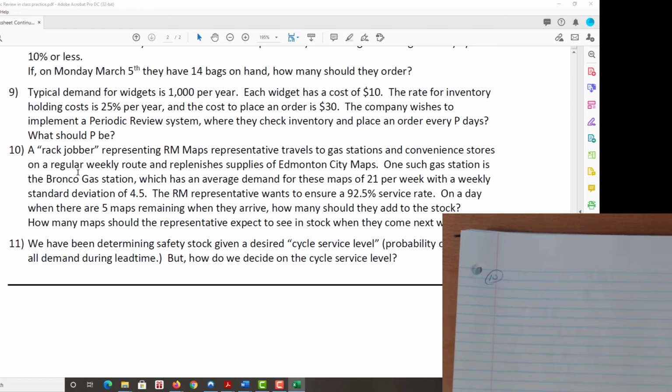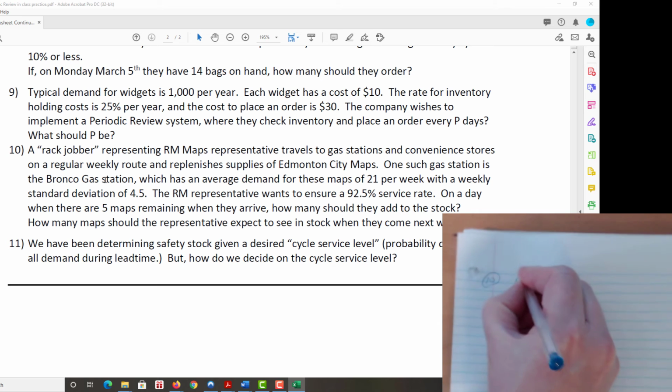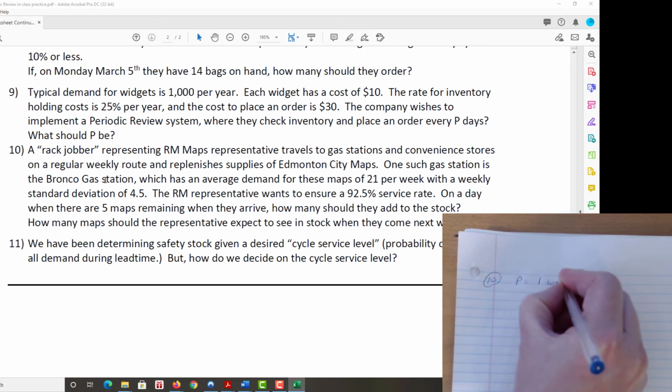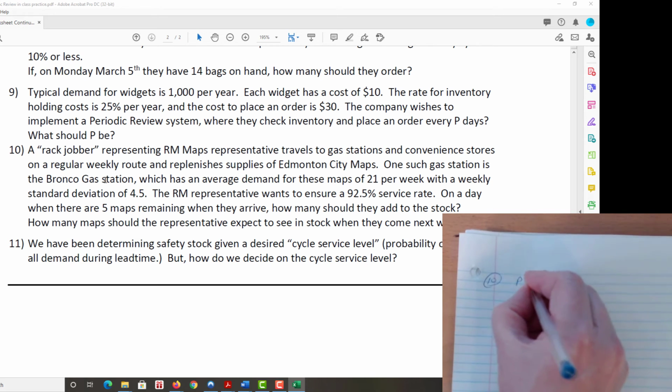A rack jobber, that's just somebody who goes around selling stuff. Old school word. A rack jobber representing maps travels to gas stations and convenience stores on a regular weekly route. Regular weekly route, okay, so that means the period is 1 week. Okay, gotcha.